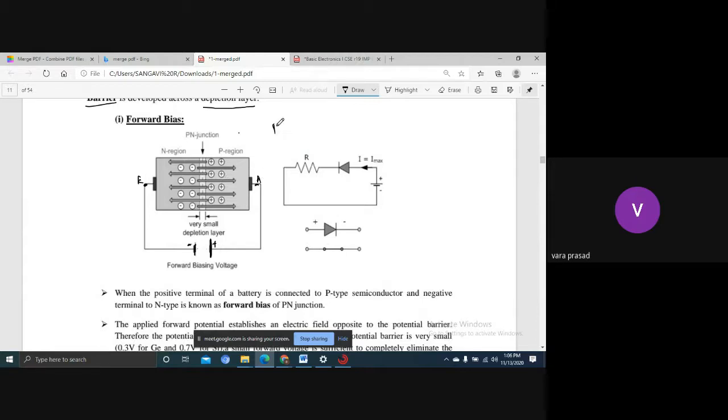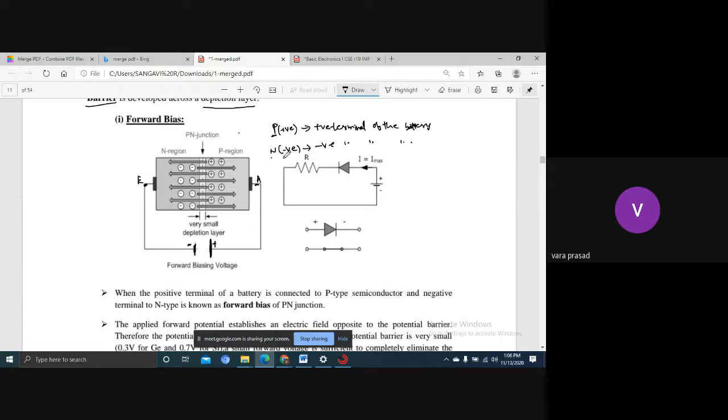P in the name itself means positive. I already said, P means positive region. This is connected to the positive terminal of the battery. Next, the N region. N means negative. It is connected to the negative terminal of the battery. Then we call it forward bias. These diagrams are very, very important.